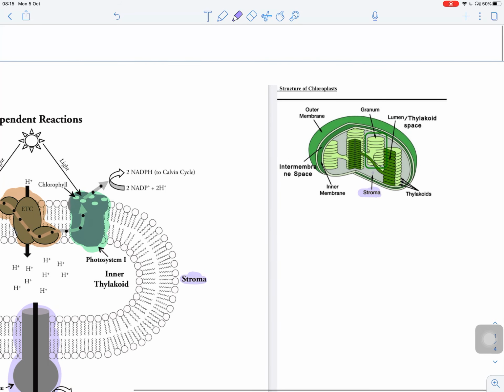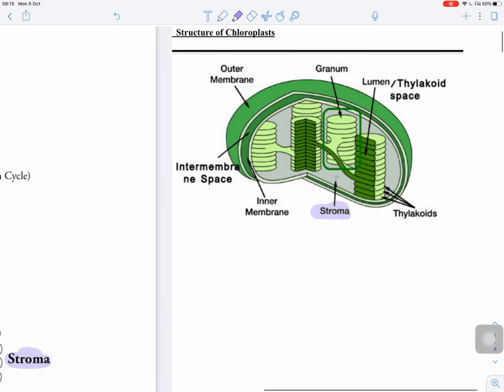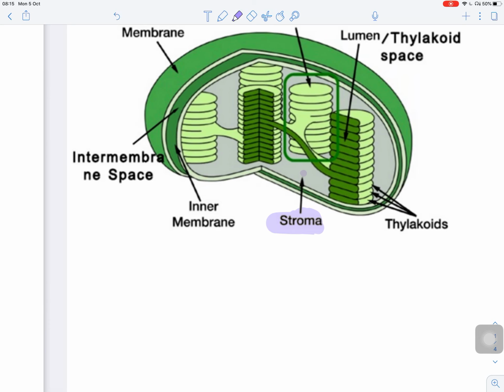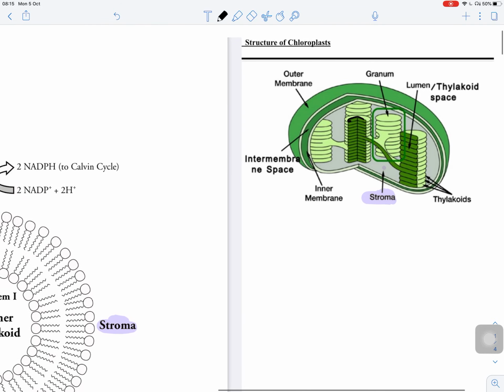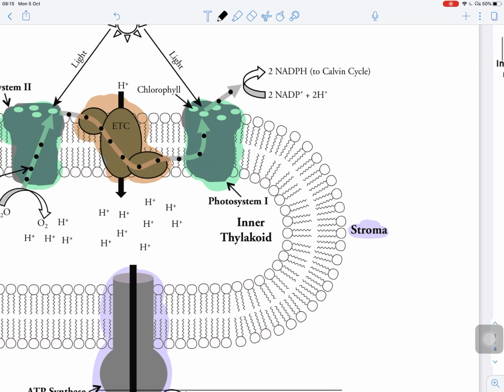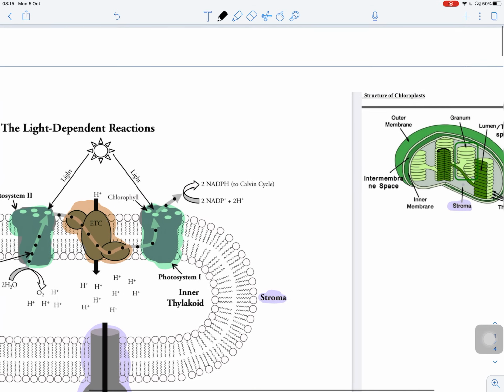Now, we are on the thylakoid membranes here. We're on these little stacks, looking at the walls of these, the membranes here. And notice there's a lot of those membranes. That's simply because there's a lot of these photosystems on there.